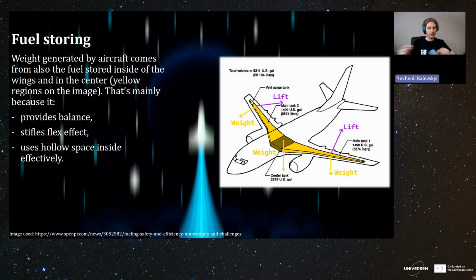So to balance out this lift on the wings, we have to have some fuel stored here, and this fuel generates some weight to counterbalance our lift. So our plane, while flying, is not like this, but this.